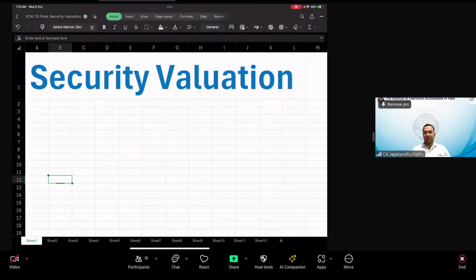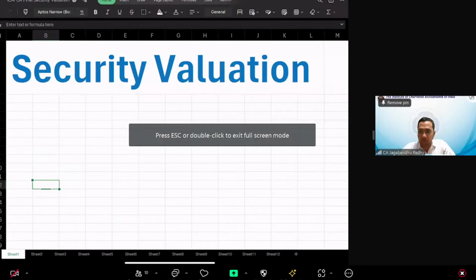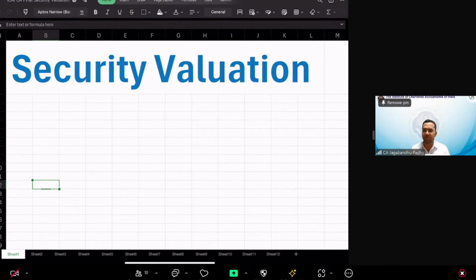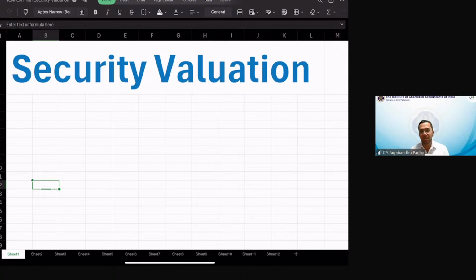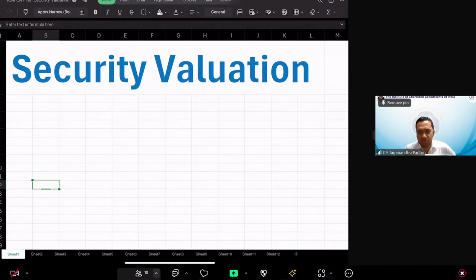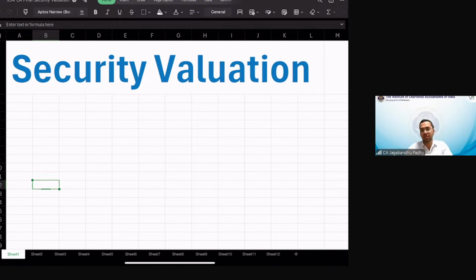Okay. So, we have been continuing with this topic of security valuation since the last 3 sessions. And today it is our 4th session. We have already completed the equity valuation using different models like the dividend discount model, earnings based model, multiple based model, free cash flow based model.